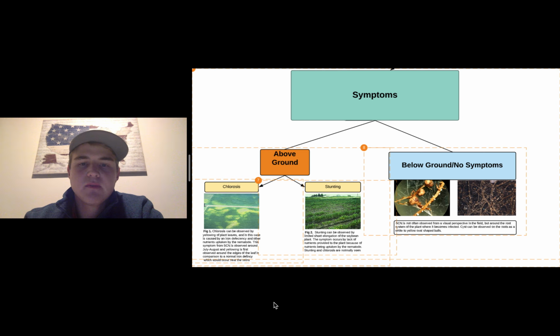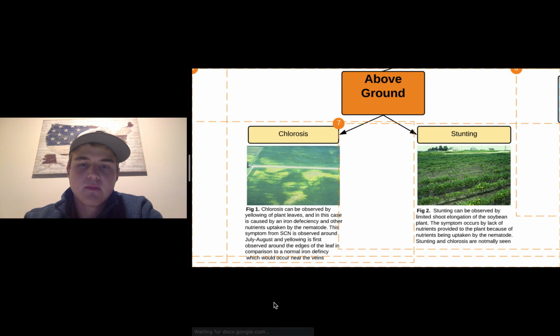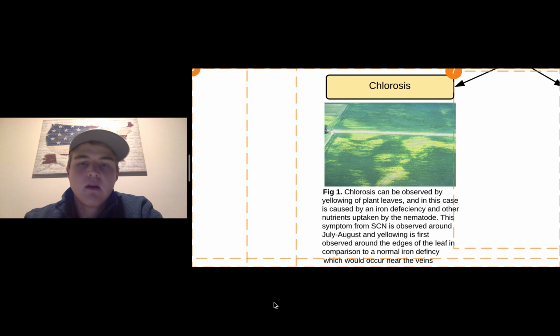So symptoms, we have, again, above ground symptoms and below ground symptoms. Beginning with above ground symptoms, we have chlorosis and stunting. Chlorosis can be observed as yellowing of the plants, and in general that is from a nutrient deficiency, whenever the cyst itself begins to take up some of the nutrients that the actual plant would get.